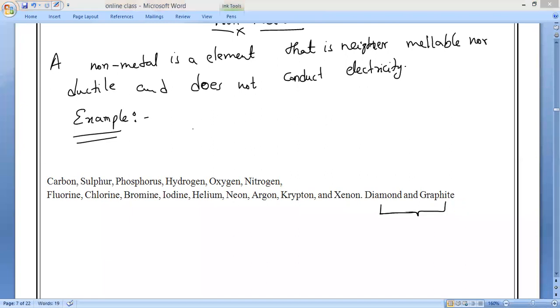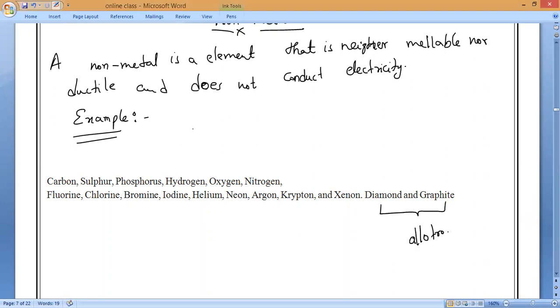Now, Mitakshri, can you tell me what do you mean by allotrope? Same chemical formula, but different physical structure is called allotropy. Understand? Last class also I explained. So they are allotropic forms of carbon. They are what? Allotropic forms of carbon.